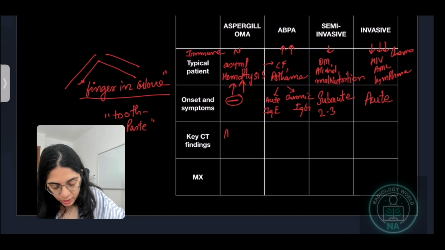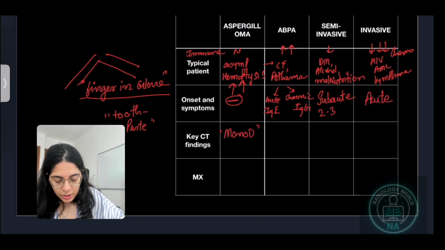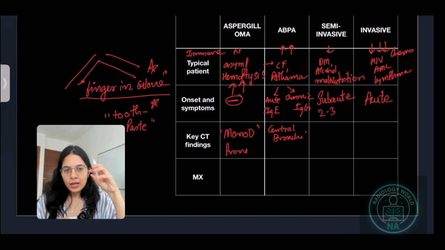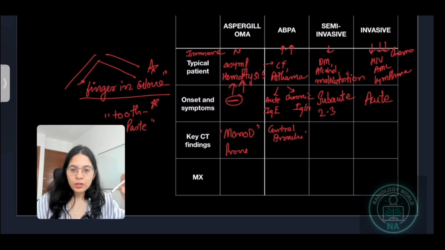You will see the Monod sign over here, an air-crescent sign will be present. There will be a fungal ball; prone imaging is very important. ABPA will have this central bronchiectasis. When we talk about central bronchiectasis, remember this is either finger-in-glove or the toothpaste sign. If you see an axial section, which we have already shown, that will look like a signet ring sign, and they will also have air-fluid levels within, or some bronchial wall thickening will be present.